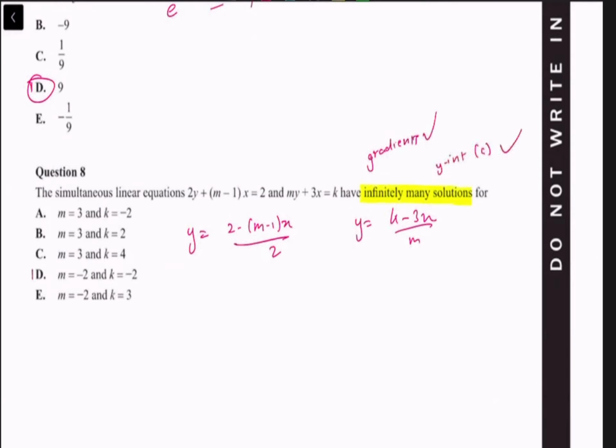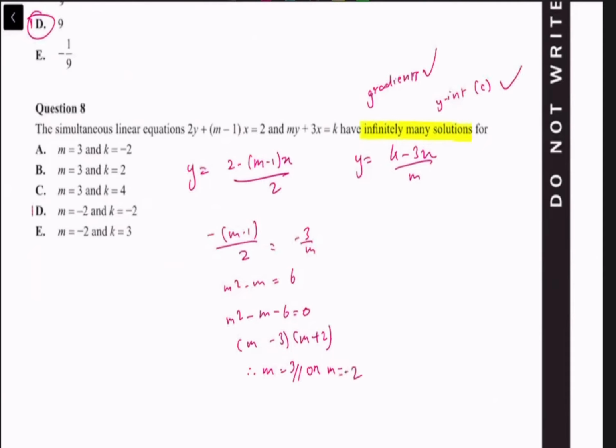So if we start with the gradient, negative m minus 1 on 2 equals -3 on m. So m squared minus m equals 6. M squared minus m minus 6 equals 0. So m minus 3 times m plus 2. So m is either 3 or m is -2. And usually one of these answers will not work, so you always check with the y-intercept.